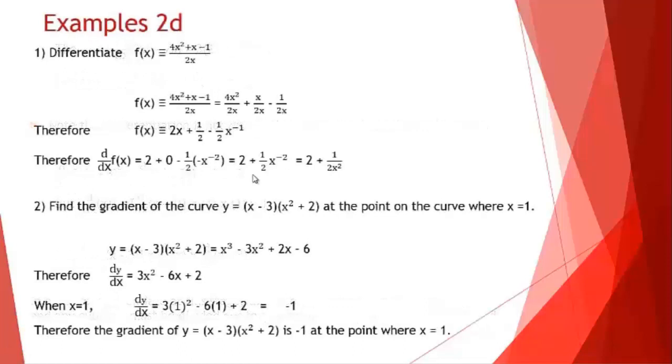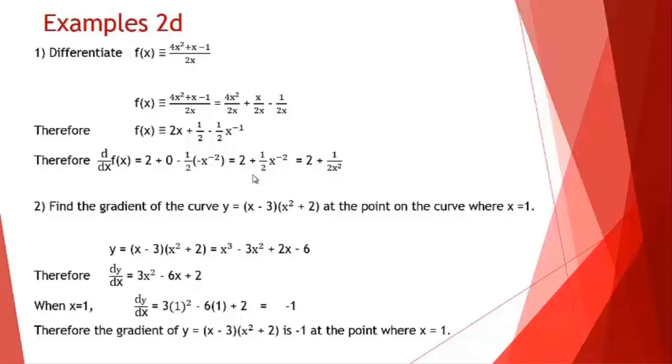Example 2d. Differentiate f of x equals 4x squared plus x take away 1 over 2x. So the function f of x is 4x squared plus x take away 1 over 2x. By simplifying the expression, we get 4x squared over 2x plus x over 2x take away 1 over 2x. We get such an expression because 2x is the common denominator for each of the terms 4x squared, x and negative 1. So that's how we distributed the expression into separate terms.